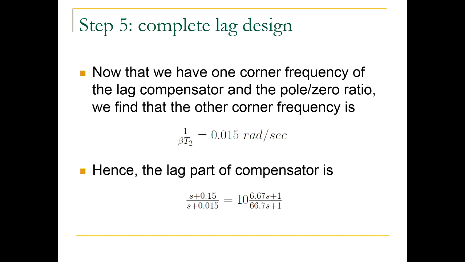Since we have one corner frequency already, we get the other corner frequency for the lag part, which is an even smaller frequency. So beta is 10, and 1 over T2 was 0.15. We divide 0.15 by 10, so we get this. Hence the lag part of the compensator is given by this.